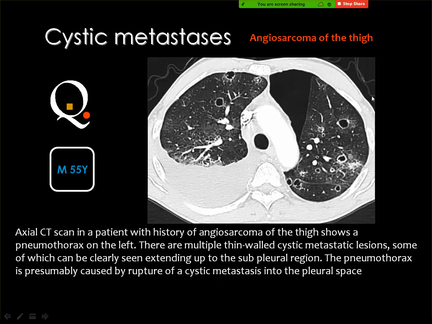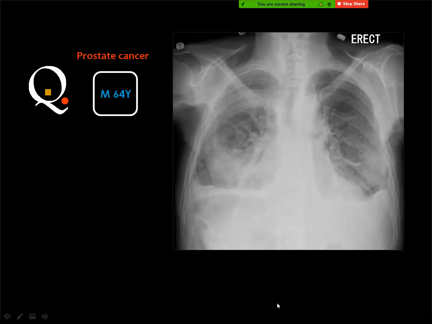And if you are asked about the differential diagnosis of cavitary nodules, there are a lot: septic emboli, Wegener granulomatosis, rheumatoid nodules, and many. But in the presence of a positive history of primary malignancy, you forget about all of them and remember only the possibility of metastasis.